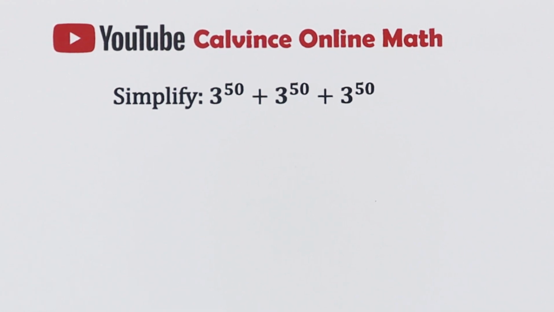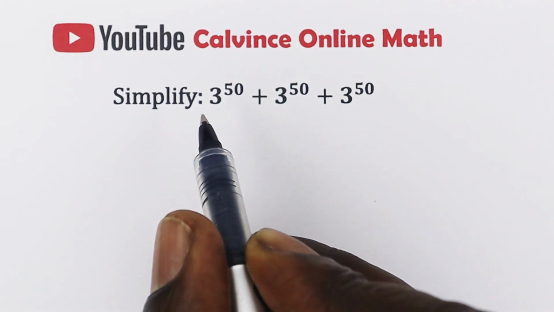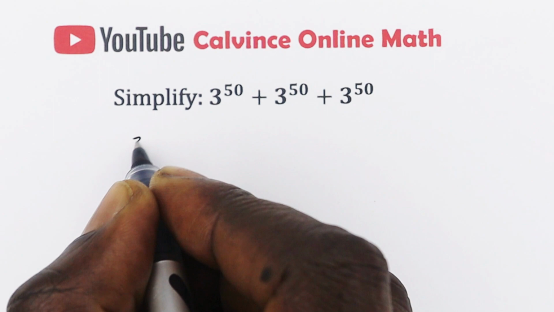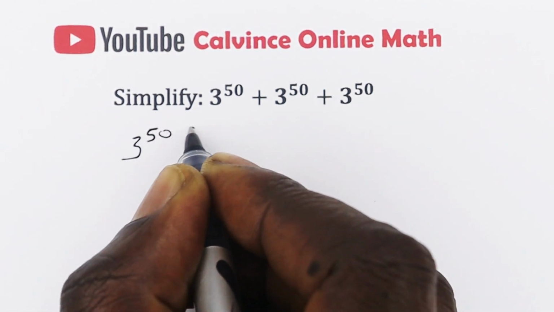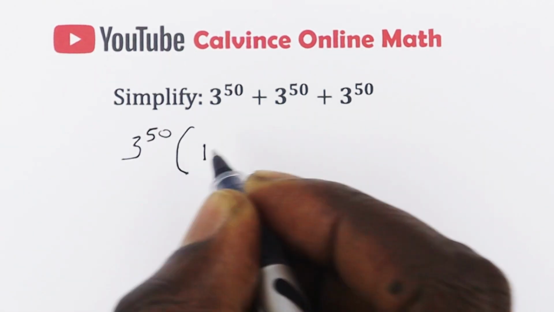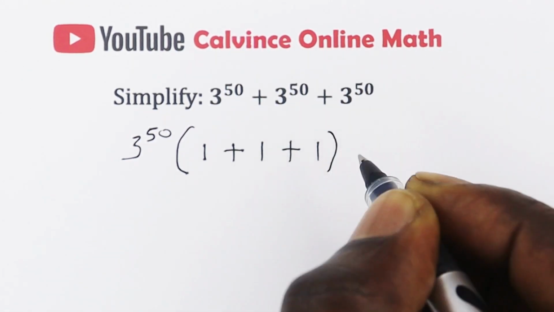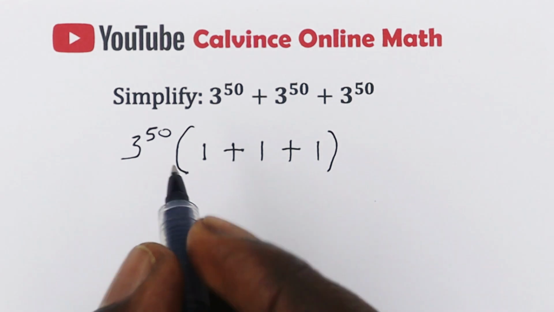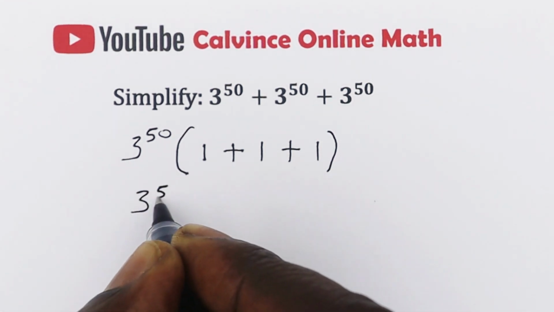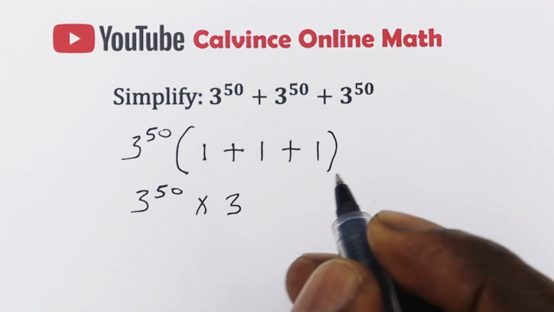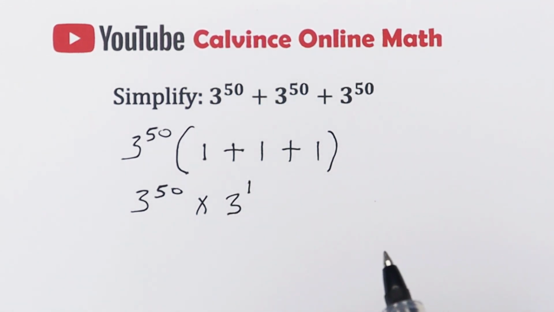Let us look at this next question. Simplify 3 raised to the power 50 plus 3 raised to the power 50 plus 3 raised to the power 50. So all you need to do is just realize that 3 raised to the power 50 is common for the 3. So just factor it out. So you have 3 raised to the power 50, and then you have ones here, plus ones here, plus ones here. So you can rewrite this as 3 raised to the power 50 times 1 plus 1 plus 1, which is 3. And you can look at that as 3 raised to the power 1.